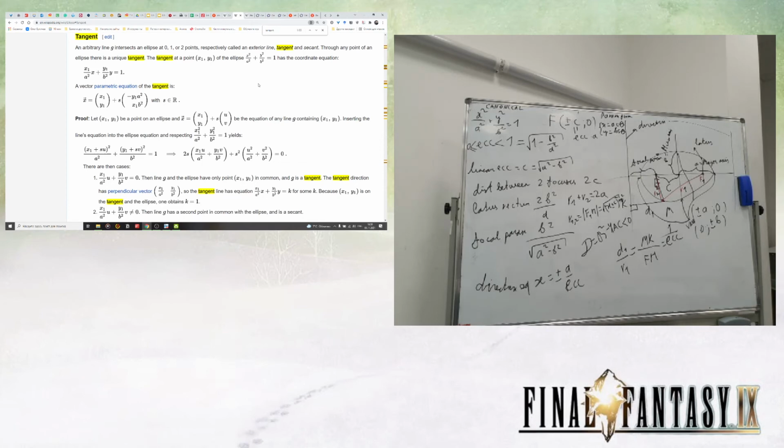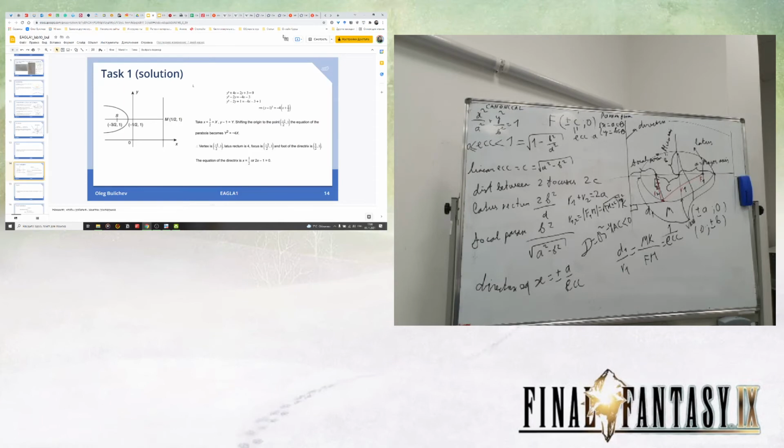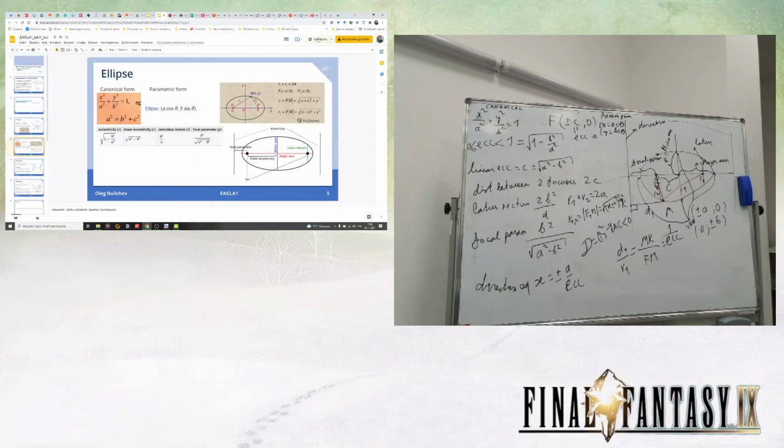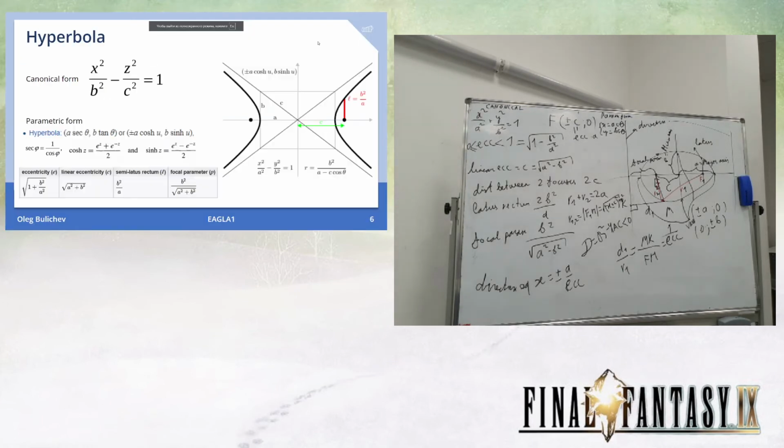Easy. Okay. The last one. Hyperbola on the stage. Yeah, I really like this equation because we have b and c, but there is no b and c at all.